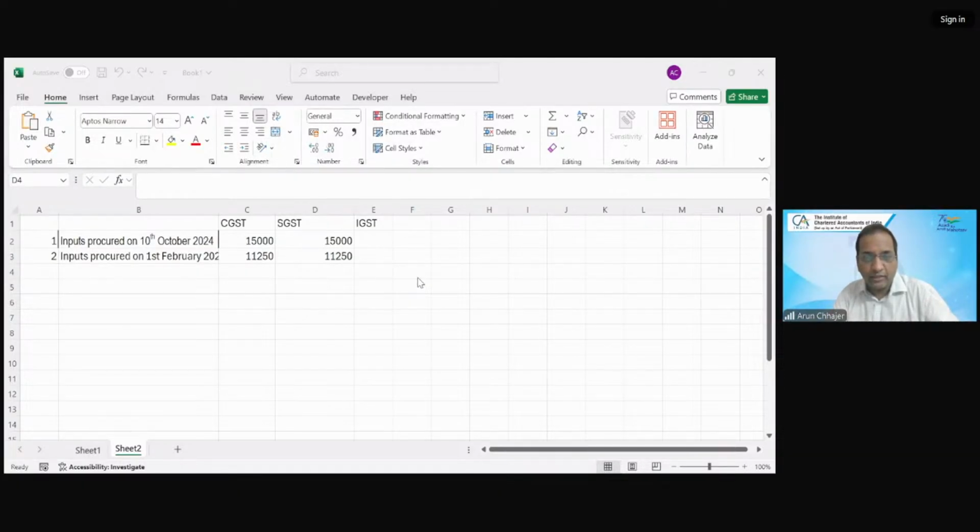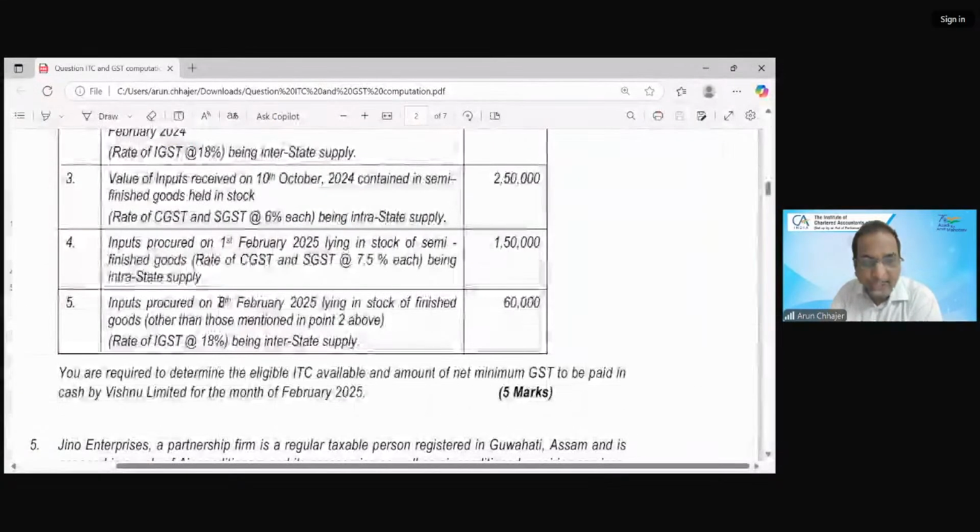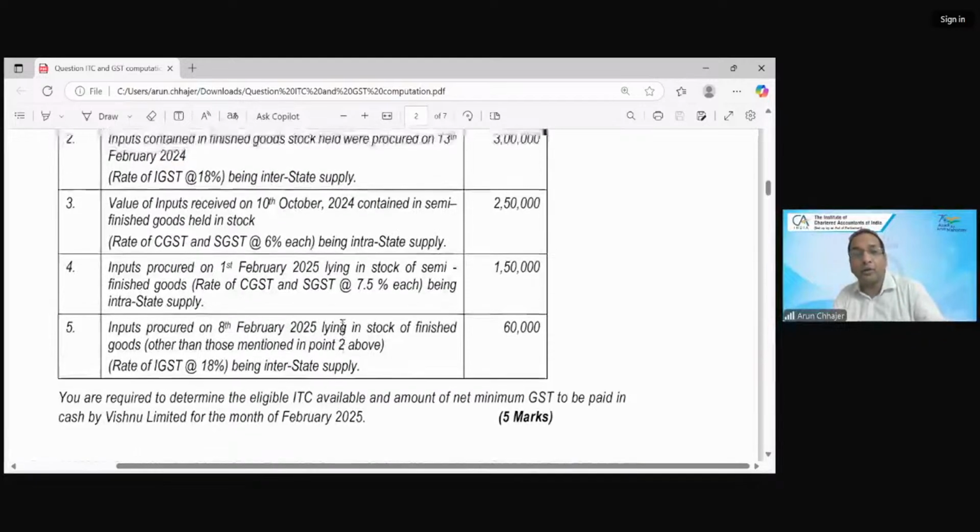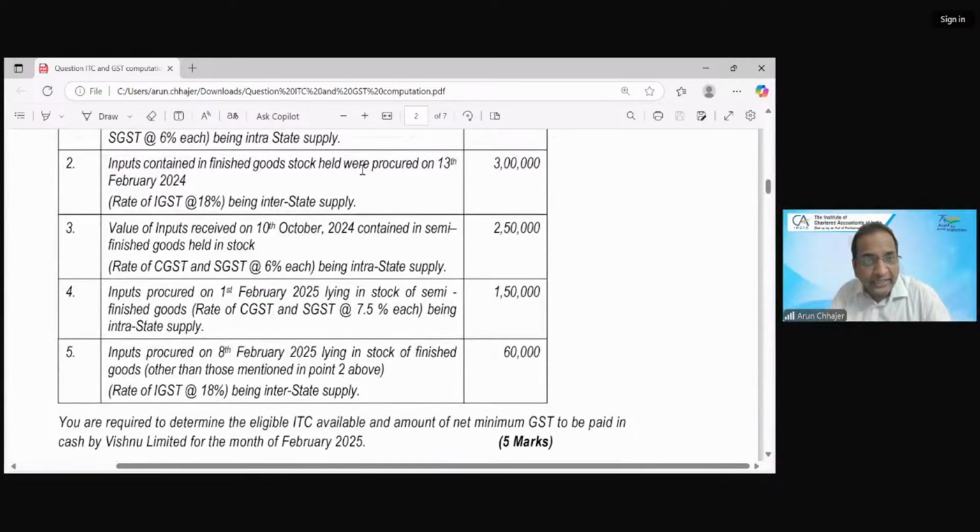Now let's move to the next part. It is asking input procured on 8th Feb in stock of the finished goods other than those mentioned in point number 2. What is point number 2? Input contained in the finished goods were procured on the 13th Feb. अच्छा, 13th Feb 24 का नहीं है, ये अलग प्रोक्योरमेंट है, अलग आइटम है जिसकी बात कर रहे हैं. 60,000 का वैल्यू है. Will the ITC be available? Now tell me, will the ITC be available in this case or no?